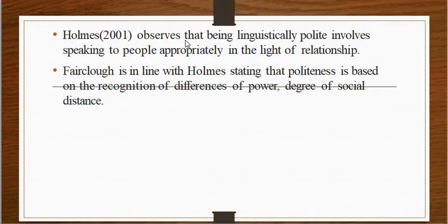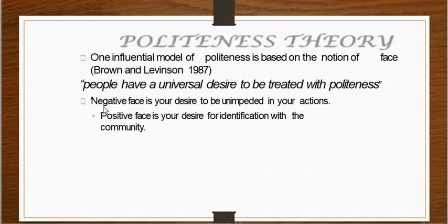According to Holmes, being linguistically polite involves speaking to people appropriately in light of the relationship, meaning talking to the other person while keeping in mind your relationship with them. And according to Fairclough, politeness is based on the recognition of differences of power and degree of social distance. Again, politeness is the awareness of the self-image of the other person, and that self-image definitely relates to power and social distance as well. So what is politeness theory?